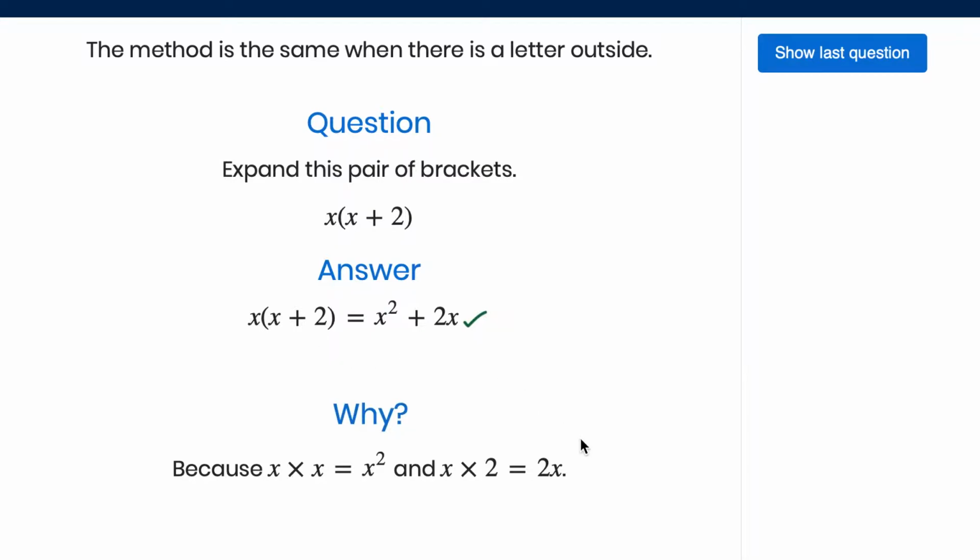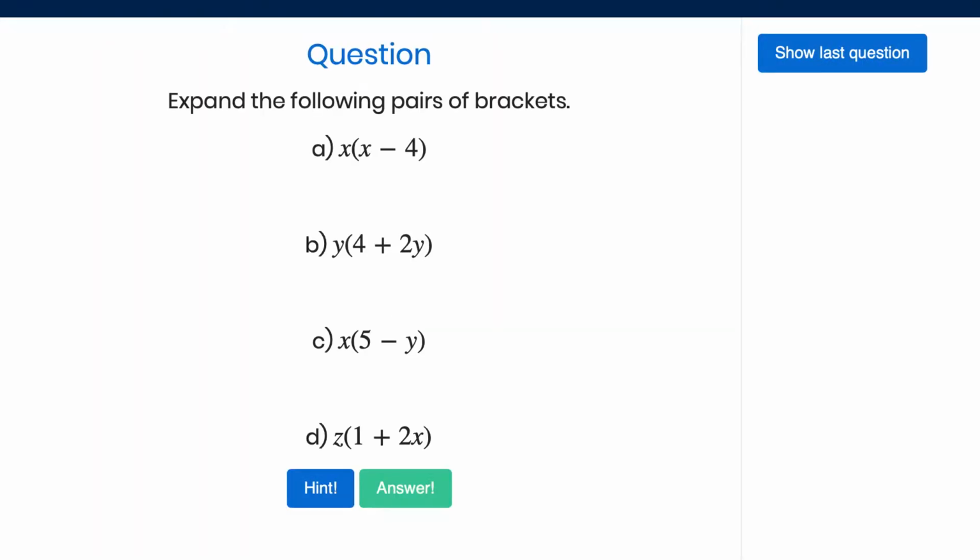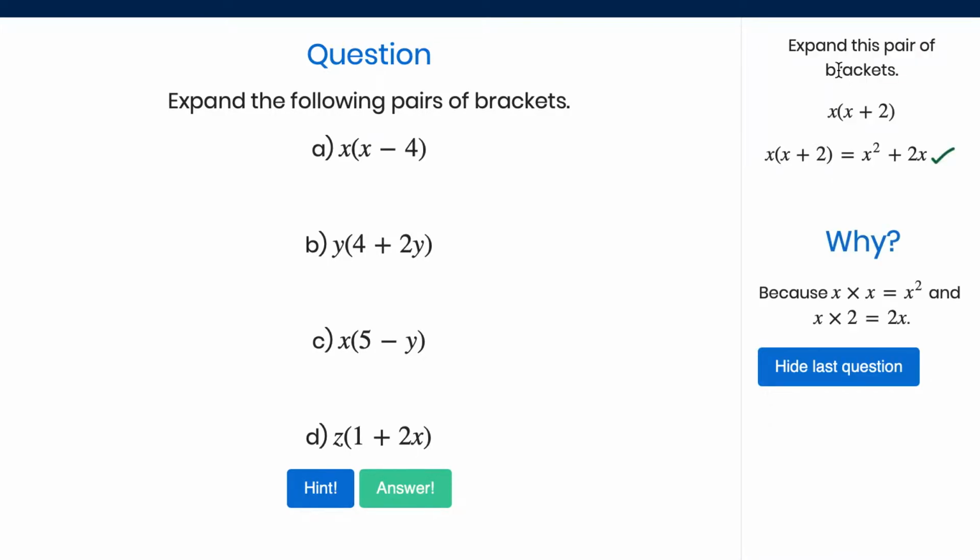Okay, now it is your turn. Here are 4 more to practice. Expand the following pairs of brackets. Follow the method from the last question shown on the right hand side. Pause the video and have a go. Okay, here are the answers.